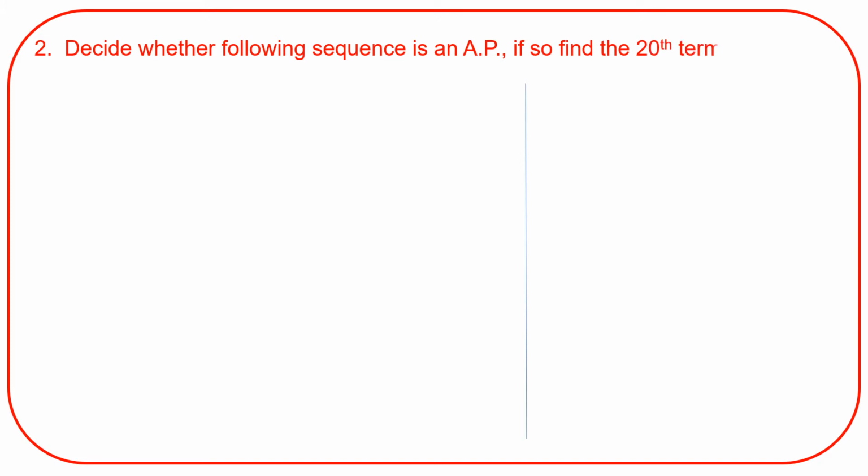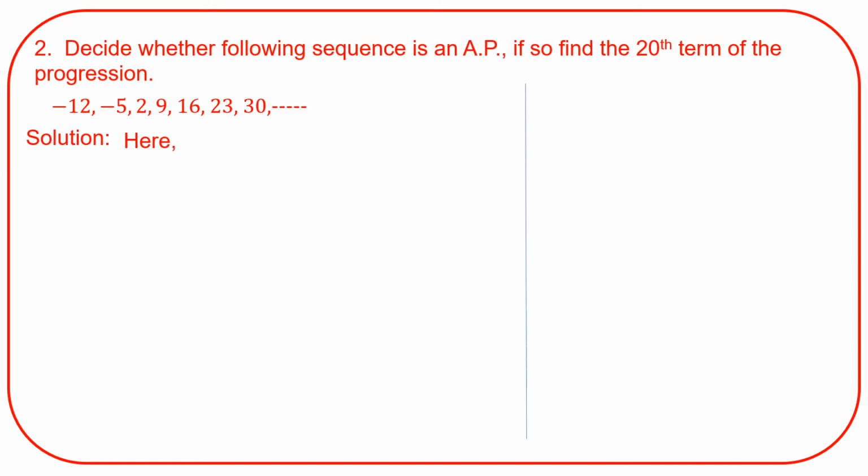Second question: decide whether the following sequence is an AP. If so, find the 20th term of the progression. Here is the sequence: -12, -5, 2, 9, 16, 23, 30, and so on. Here we first find out the common difference between two consecutive terms. So write down the solution.